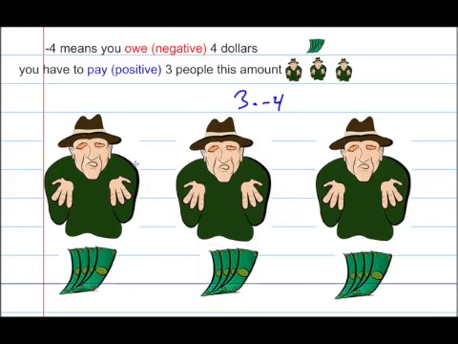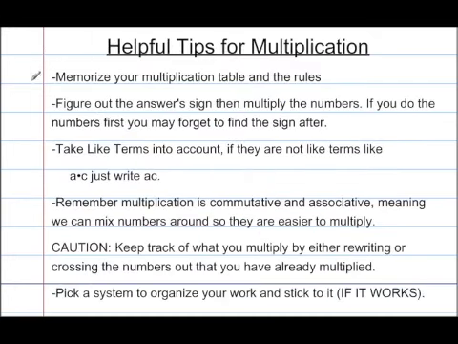So altogether, this is going to be 4 plus 4 plus 4. So you have negative 12. You owe the person $12. So just a way to look at multiplication is sets. Okay, so helpful tips for multiplication.